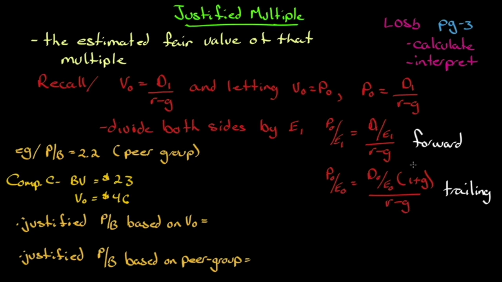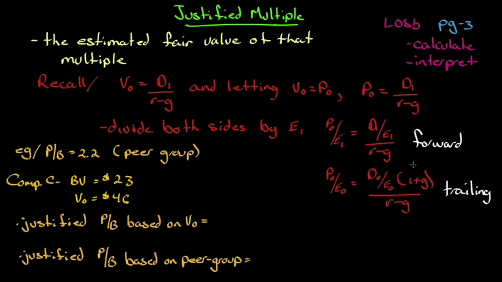To show you that you can use a justified multiple on any price multiple, and a price multiple is anything that has price in the numerator. Price to earnings, price to book, price to sales, price to cash flow. The price is a per share measure. As long as your denominator is a per share measure, you have a price multiple. Whatever price multiple you think makes sense for you.